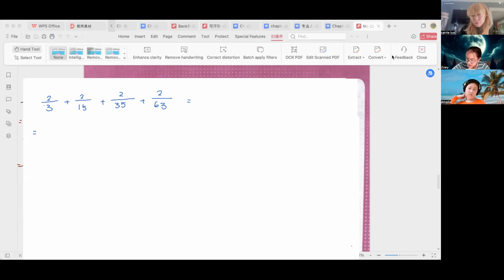Before you make sure your answer is right or not, there's a big suggestion I want you to do before you send it to me: make sure you split the term. You split this one into something minus something. Make sure these two numbers minus the answer exactly equals 2 over 3.